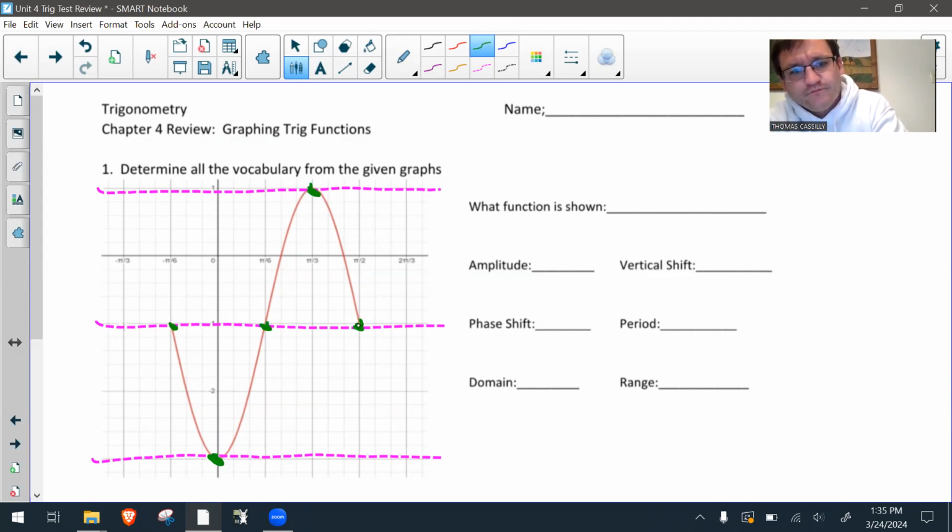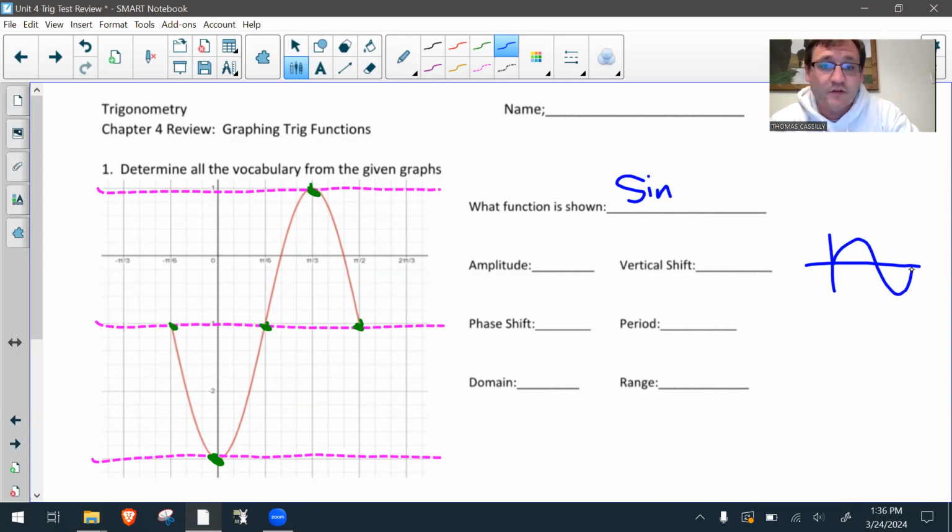it starts out at the midline, kind of goes down, then goes back up, and then ends back up at the midline. So it's hitting that midline 3 times, and we know that is the sine function. Now, remember, sine looks like this. All right, so it's being flipped upside down here. So it's really a negative sine.